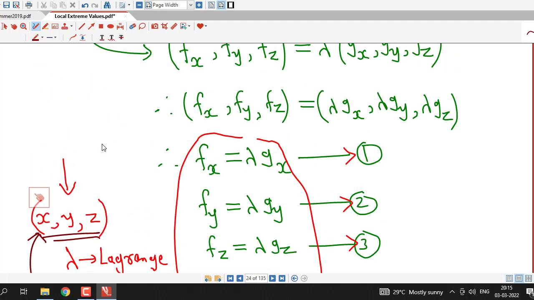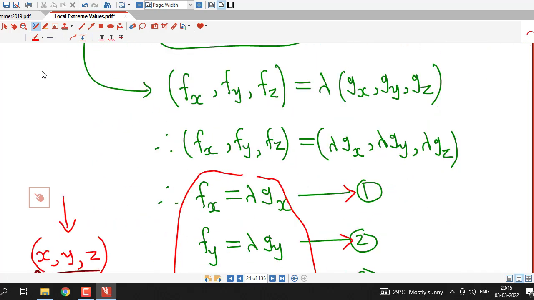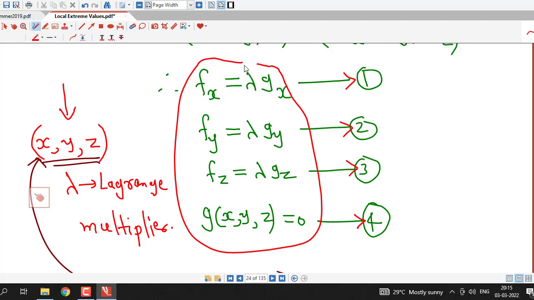So the main thing in the Lagrange method is we have to solve this system. It is not easy to solve this system because this is most probably a non-linear system, and non-linear systems are not easy to solve. So our main focus is in solving equations number 1, 2, 3 and 4, and there is no general method for solving these equations 1 to 4. The method will differ from problem to problem. So we have to solve as many problems as we can to master this method of Lagrange multipliers.